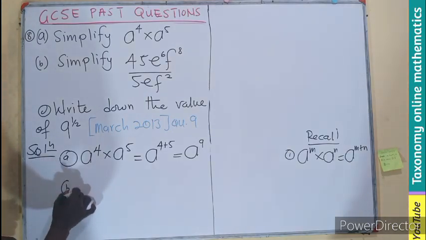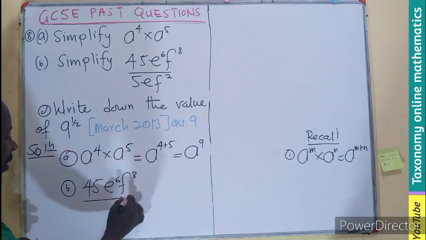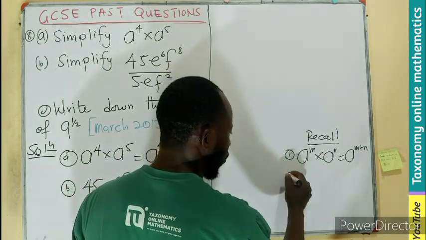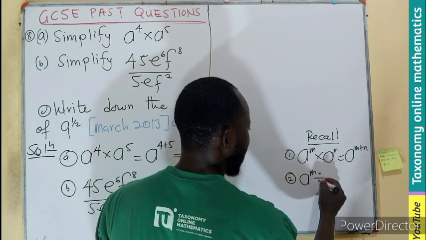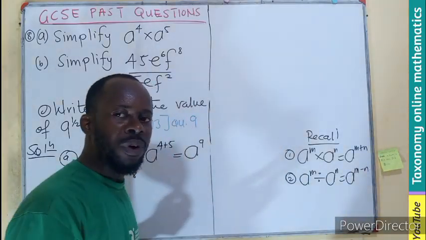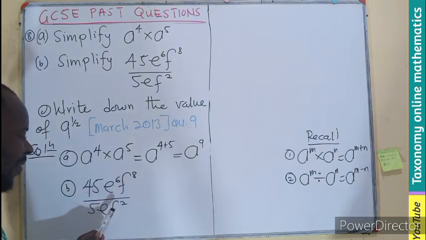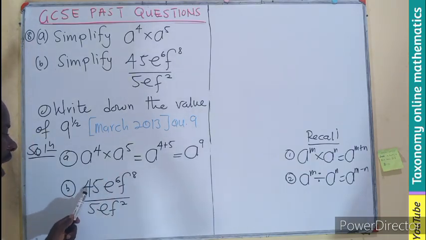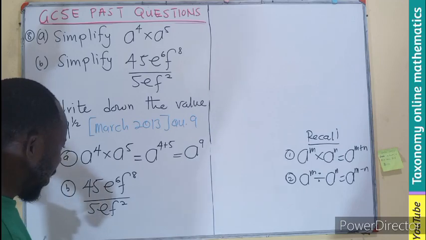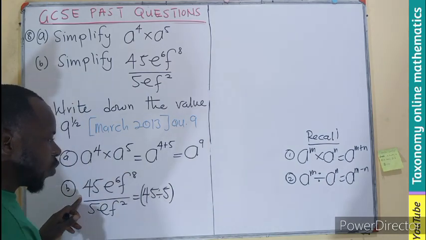Then for number B, which is 45 e exponent 6 f exponent 8, divided by 5 e f exponent 2. Because of the division, we can also remember a exponent m being divided by a exponent n will give us the subtraction of the powers. So I can see e, they are dividing the same base. F, they are dividing. Already I know 45 divided by 5 will give me 9. So let's keep it in that order. So 45 divided by 5 is the first one.